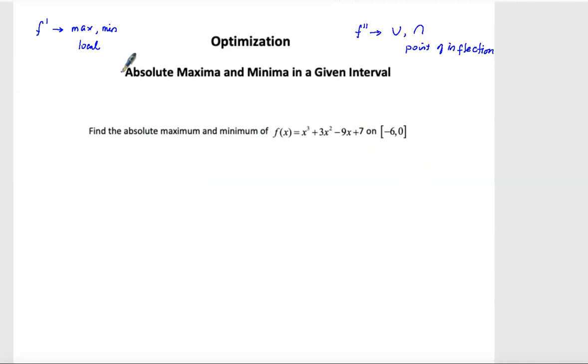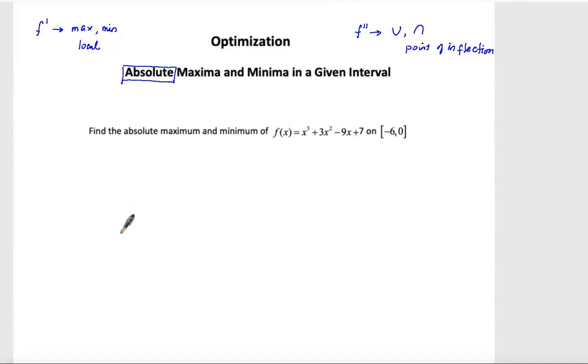This time, I want you to take note that we want to find the absolute maximum and the absolute minimum value in a given interval. So you can only find the absolute if you have a closed interval. So take a look at this problem.